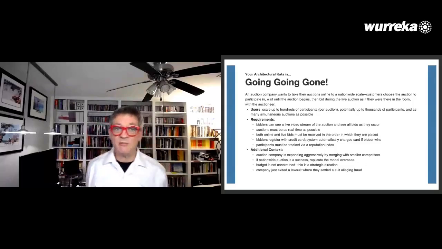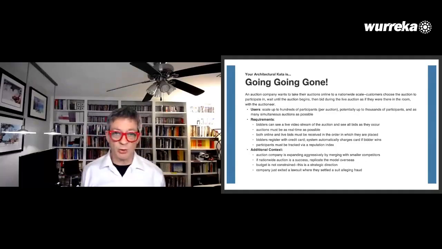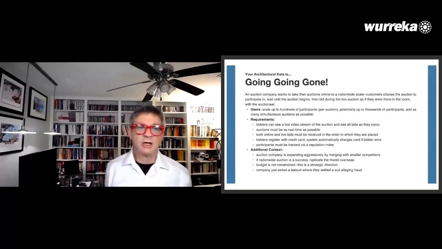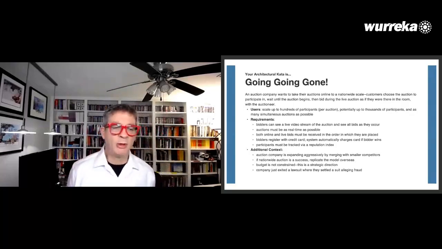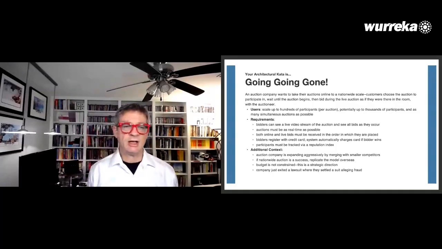Both online and live bids must be received in the order in which they were placed. So ordering is quite important here, just like in a real auction. Bidders register with a credit card, and the system automatically charges that card if the bidder wins. So we take payments, probably through a third-party processor, but we still have to process that.